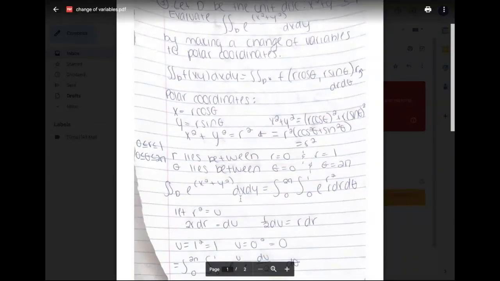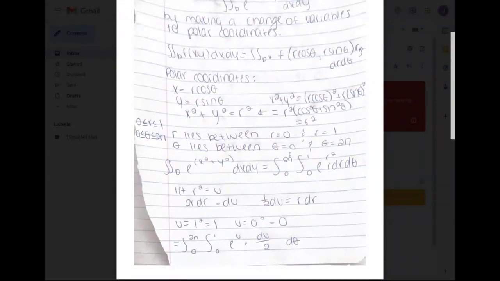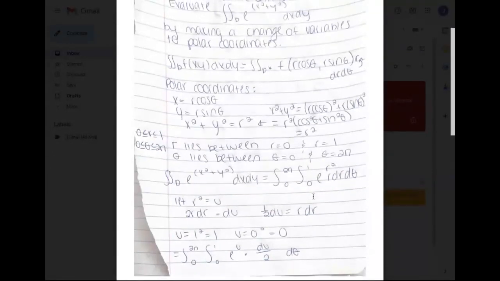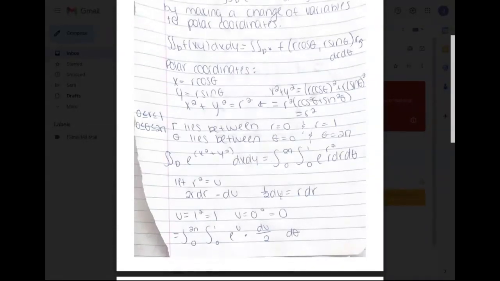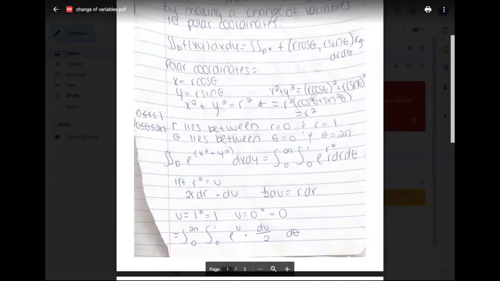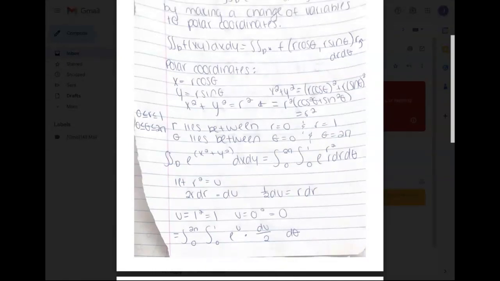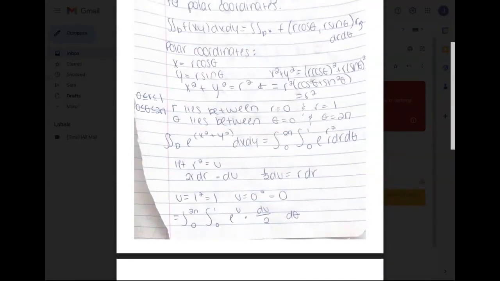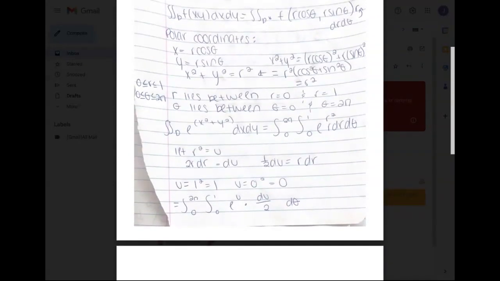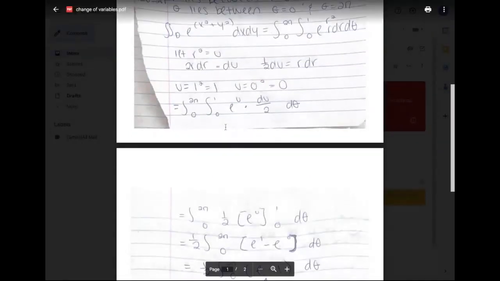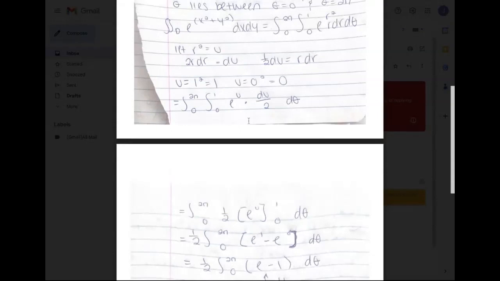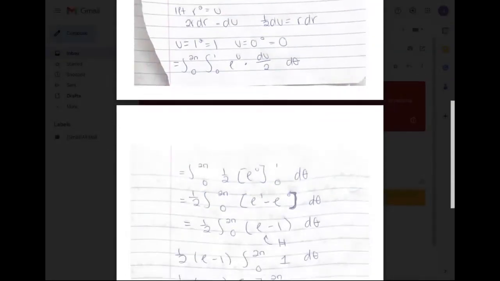So then our double integral becomes 0 to 2 pi, 0 to 1 of e to the r squared, since x squared plus y squared is equal to r squared, r dr d theta. Here we let r squared equal u, and then 2r dr is equal to du, so 1 half du is equal to r dr. The bounds don't change, since u is equal to r squared, 1 will stay 1 and 0 will stay 0. So then we have the integral from 0 to 1 of e to the u times 1 half du. You could take the 1 half in the front. When you integrate e to the u, it still stays e to the u.